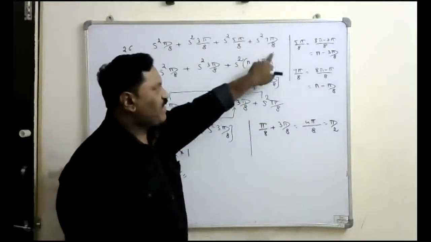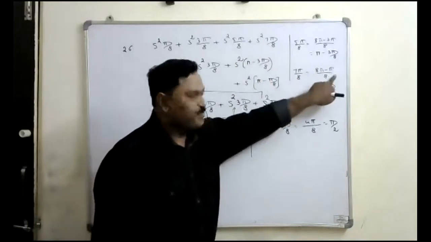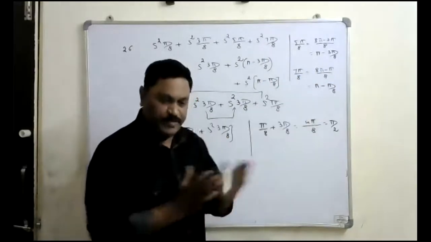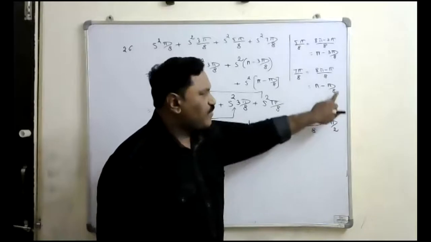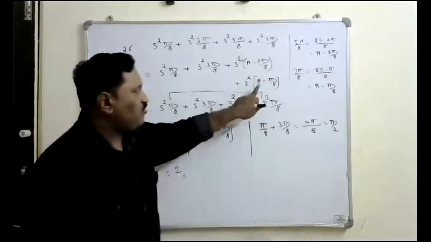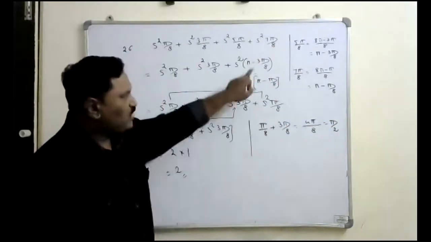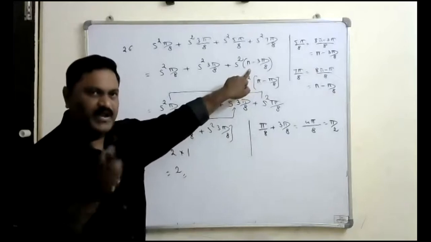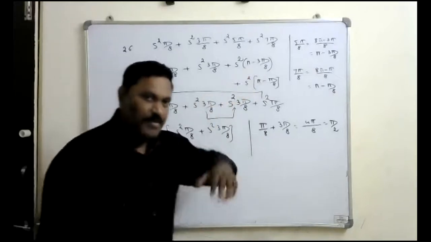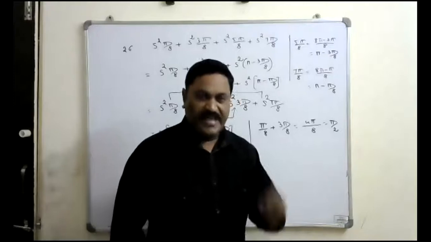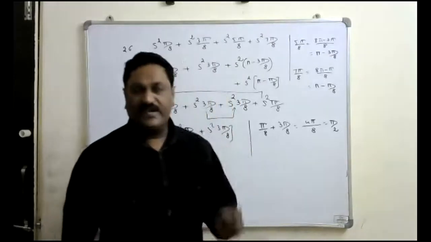Similarly, 7 pi by 8, you can write as 8 pi minus pi by 8. If you split it, that is pi minus pi by 8. So 7 pi by 8 we write like this. Here both the angles are in the form of pi minus theta. Pi minus theta, that is the angle of the second quadrant. Sine is positive.